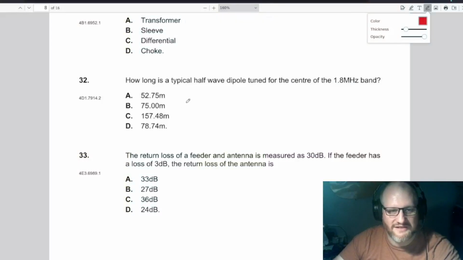Hello, Matt G4IYT here. Today we're looking at the full license mock examination number 1, version 1.6, and we've reached question 32, which reads, how long is a typical half-wave dipole tuned for the center of the 1.8 MHz band?